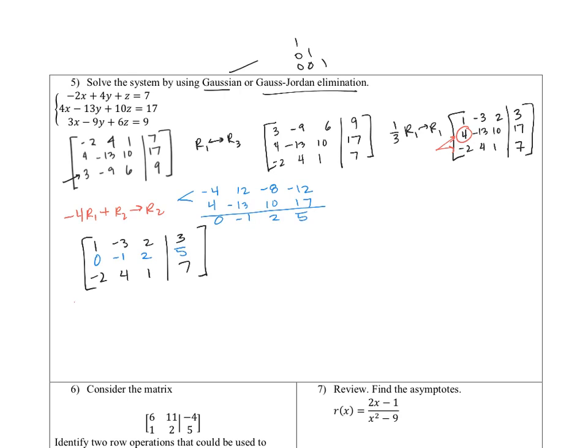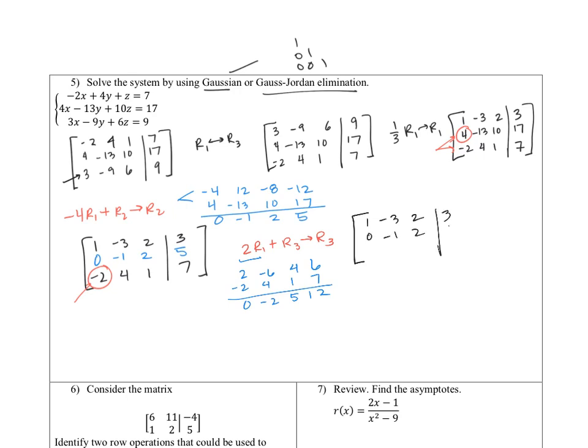Then next, I want to make the negative 2 become a 0. To make negative 2 be a 0, it needs to add to a positive 2. So I'm going to take 2 times row 1, add that to row 3 to make my new row 3. My side work for that would be 2 times row 1 is 2, negative 6, 4, 6. I'm adding row 3 to that, which is negative 2, 4, 1, 7. So I'm going to get 0, negative 2, 5, and 12. So in my matrix, row 3 is the only one changing, so I'm going to leave the other 2 rows as they are. And my third row is going to be 0, negative 2, 5, 12.